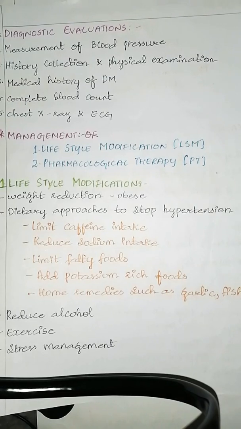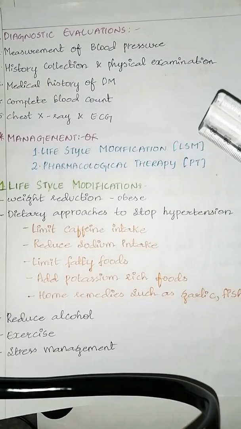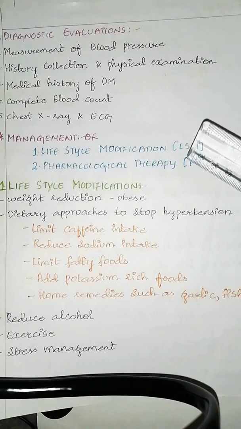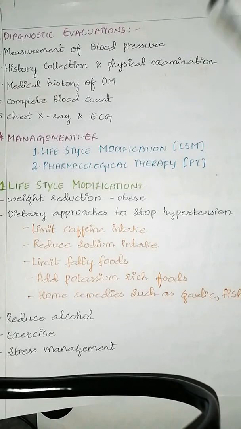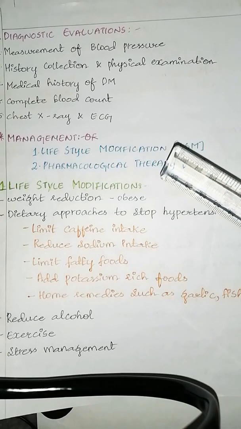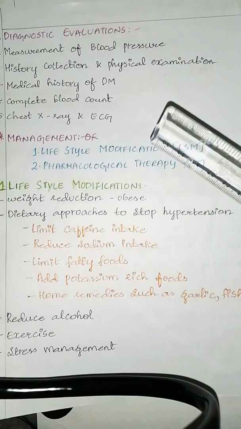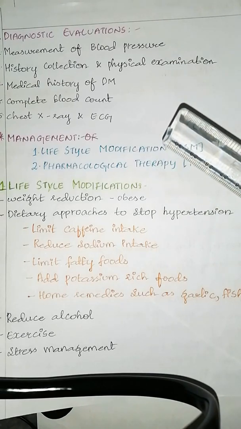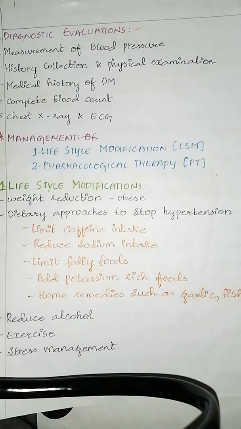Next we have pharmacological therapy. Medications will help you to control high blood pressure, and doctors will recommend these medications if your BP is particularly or constantly high. But medications alone do not work. Along with the medications, or the pharmacological therapy, you need to do the lifestyle modifications also. So in the next video, we'll be discussing the pharmacological therapy of hypertension in detail.